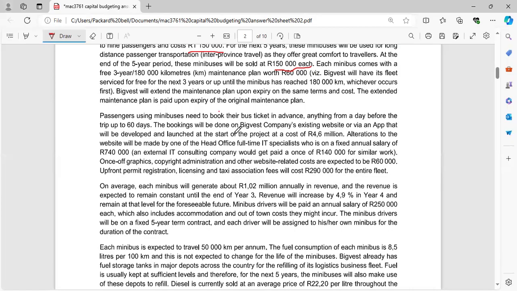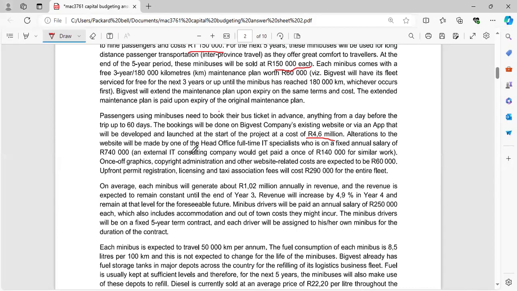The bookings will be done on Bytevest company's existing website or via an app that will be developed and launched at the start of the project at a cost of... You can also look at this one. This is the cost of the app which they are going to use. So it's part of the capital expenditure.